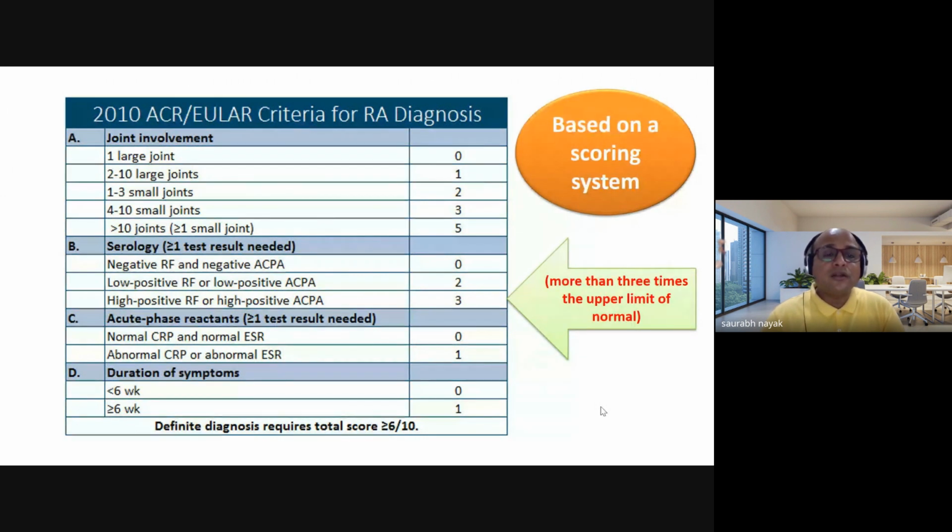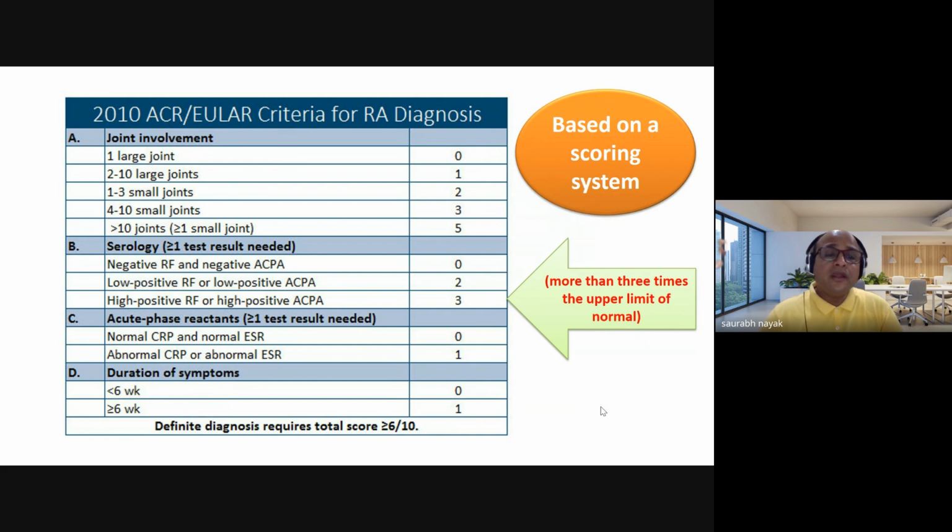Negative rheumatoid factor and negative ACPA, the score will be 0. Low positive rheumatoid factor or low positive ACPA, the score will be 2. High positive rheumatoid factor or high positive ACPA, the score will be 3. यहाँ पे high positive का मतलब होता है the value must be more than 3 times the upper limit of the normal value.